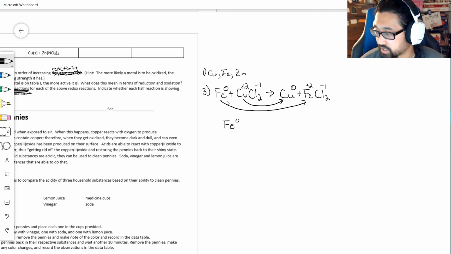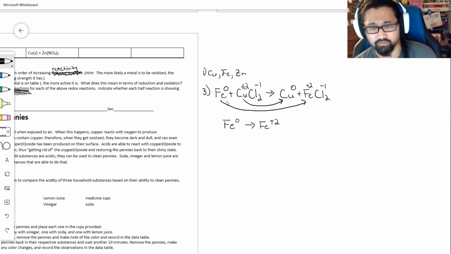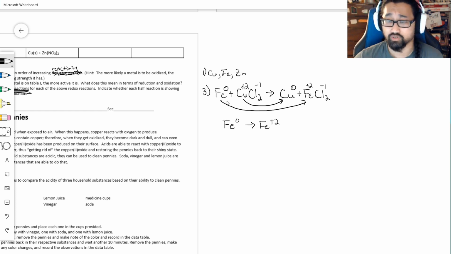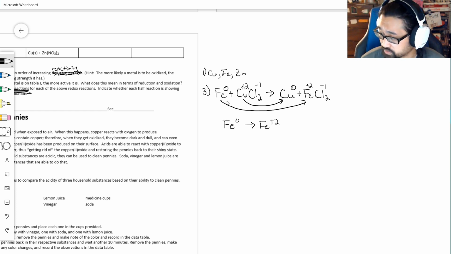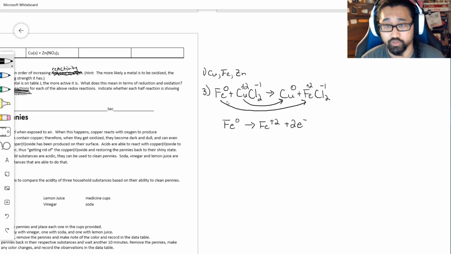So that means that iron with 0 charge turns into iron with a +2 charge. Well, that's great for mass, but it's lousy for charge. I need to add 2 electrons to the right side so that the charge on both sides is 0. The charge on both sides matches. I also need to indicate whether this is oxidation or reduction. Because the charge goes up, I know that this is oxidation.